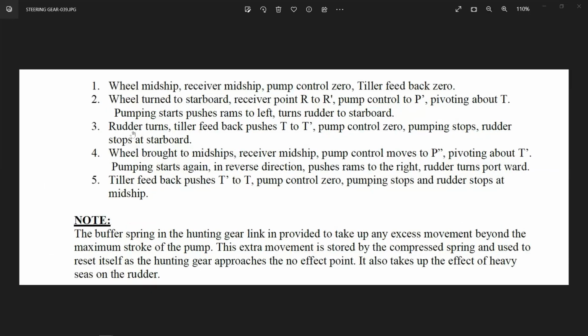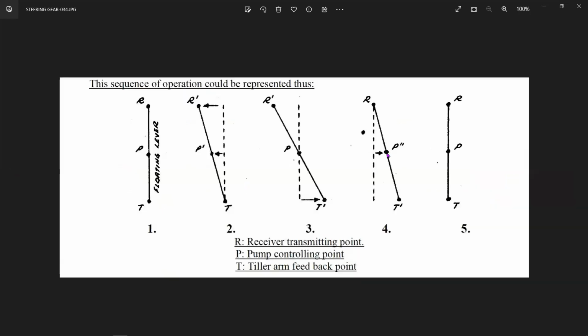Anyways, now the rudder stops, the feedback goes from T to T dash and the pump control is 0. Pumping stops and the rudder stops at the starboard position. Now the wheel is brought to midships, the receiver goes to midships, and the pump control lever moves to P, pivoting about point T, and the pumping starts again in the reverse direction and pushes the ram to the right and the rudder turns portward.